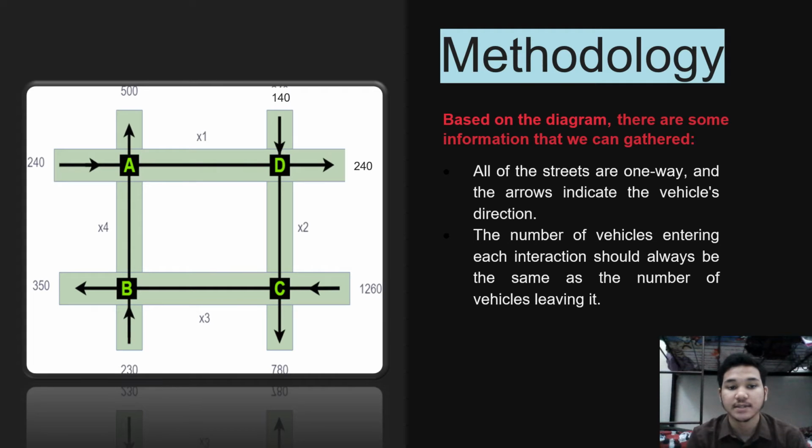As we can see over here, there are first x, second x, third x, and fourth x to represent each street. All of the streets are one way, and the arrows indicate the vehicles' direction. The number of vehicles entering each intersection should always be the same as the number of vehicles leaving it, which is 240, 100, 140, 240, 1260, 780, 230.